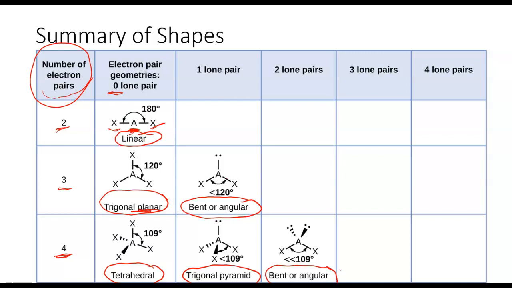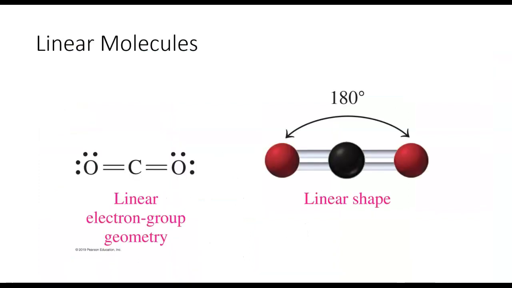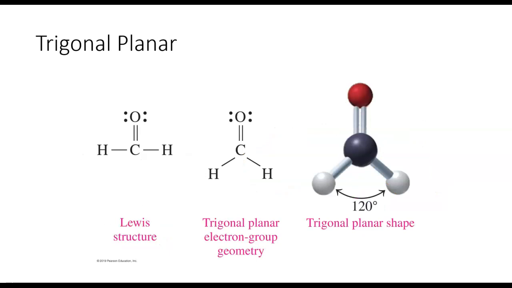There's just some examples. We'll start with the 2 attached. So this is a linear molecule. Notice there's 2 things attached and there's no lone pairs. So this creates a linear shape. Trigonal planar. We have 3 groups. Notice it doesn't matter that this is a very different group or that this is a double bond. That there's 3 different areas where there's electrons around that atom. So this is a trigonal planar.